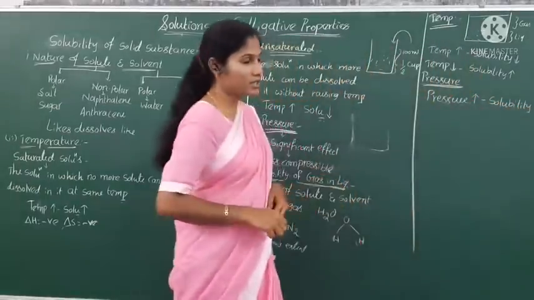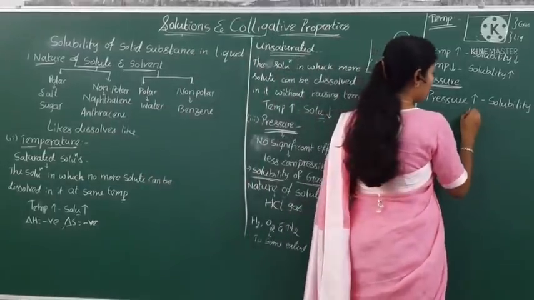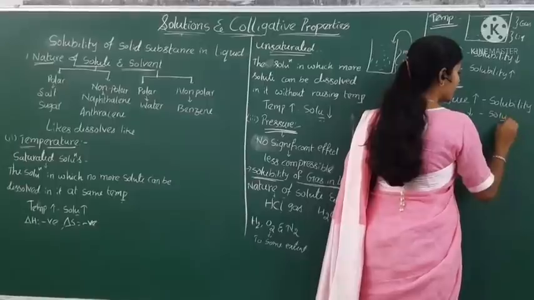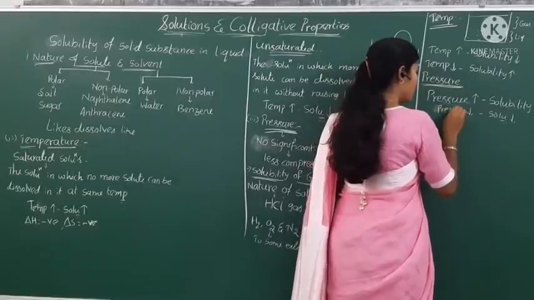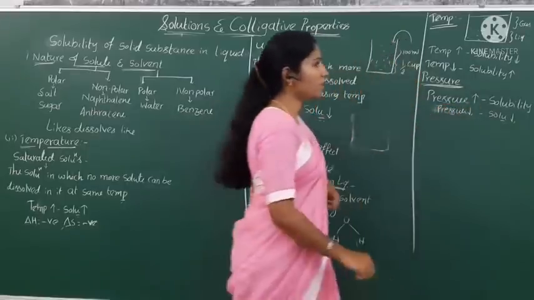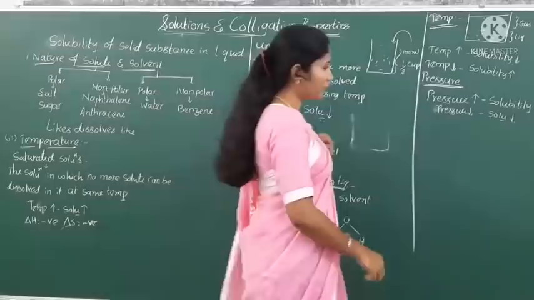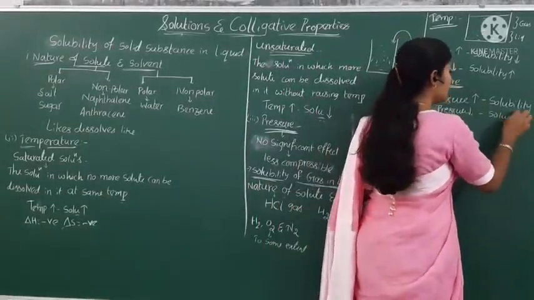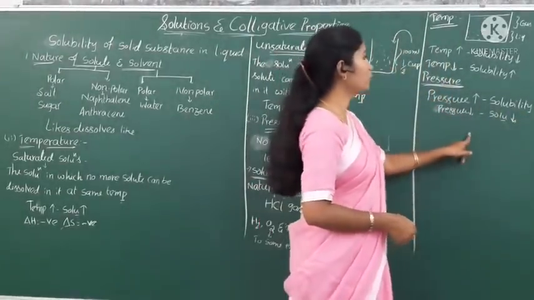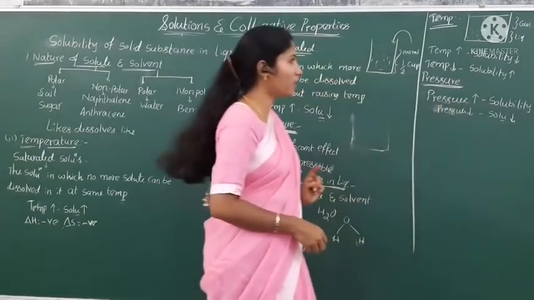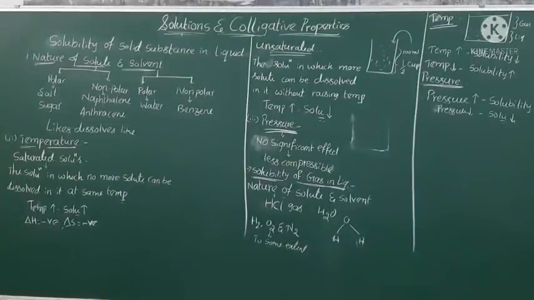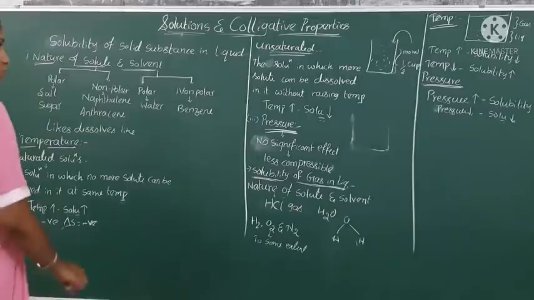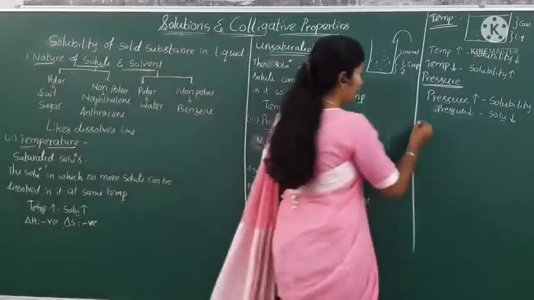Solubility increases. Next, by decreasing the pressure, solubility decreases. By increasing the pressure, solubility increases, and by decreasing the pressure, solubility decreases, because these two are directly proportional and here inversely proportional. Okay, now it is about the effect of pressure on solubility of gases in liquids. And next one is Henry's law.